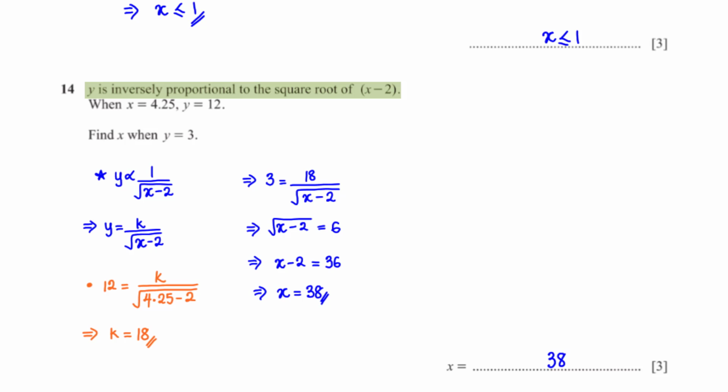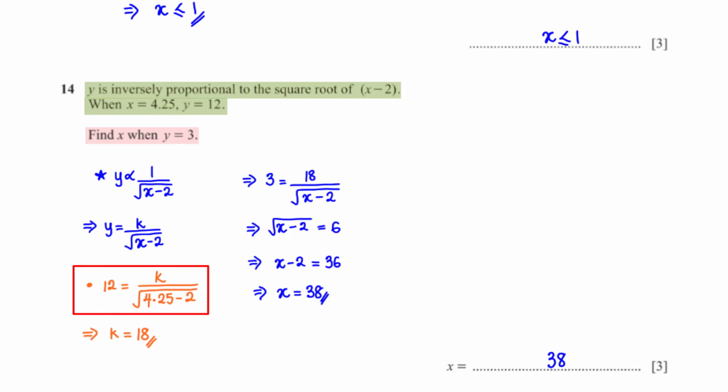Y is inversely proportional to the square root of x minus 2. When x is 4.25, y is 12. Find x when y is 3. In mathematical terms, we write y is inversely proportional to the square root of x minus 2. This becomes y is equal to a constant, which we are going to call k, times 1 over square root of x minus 2.